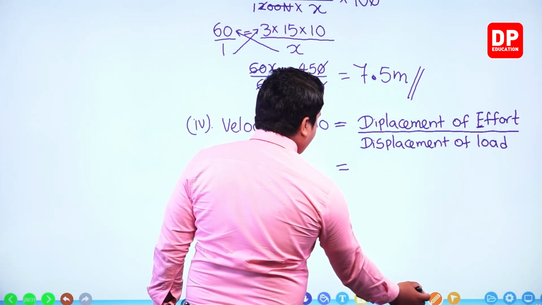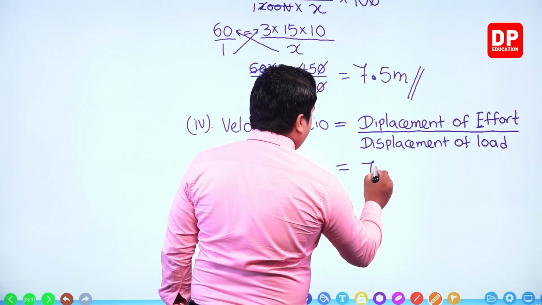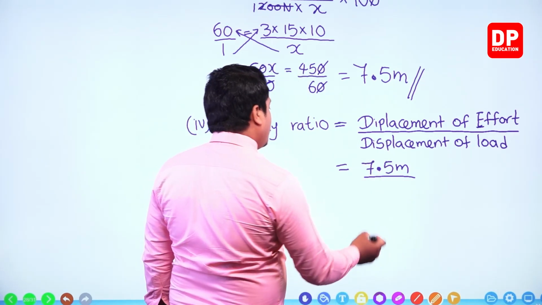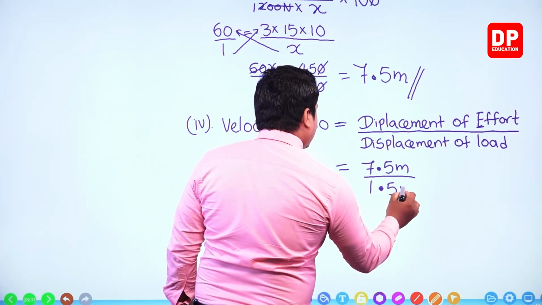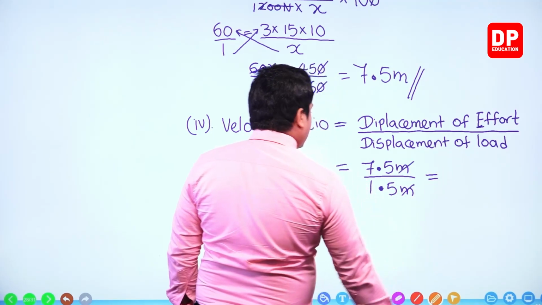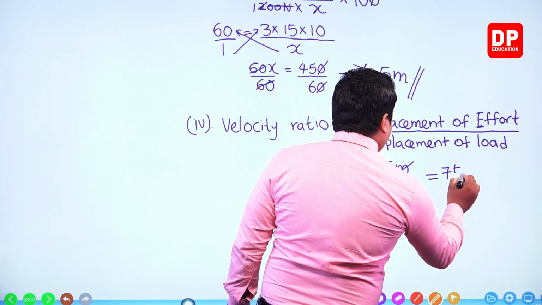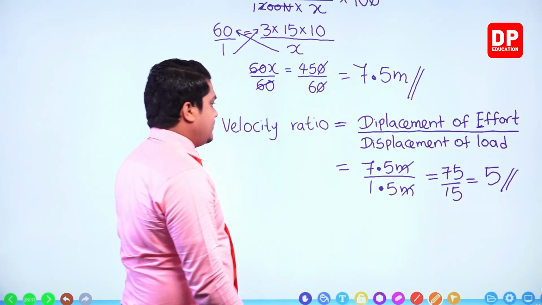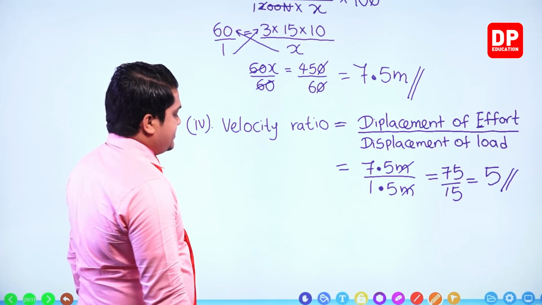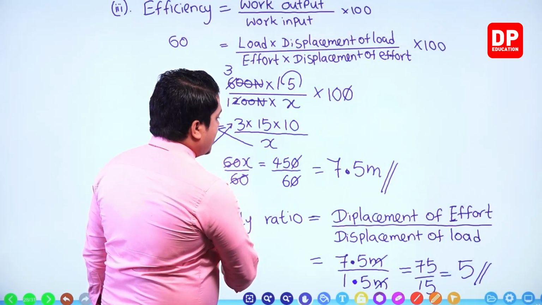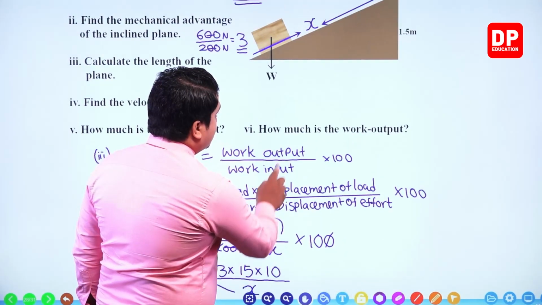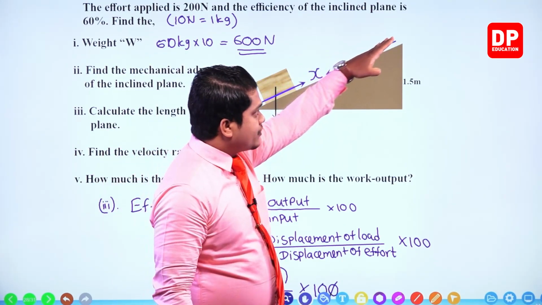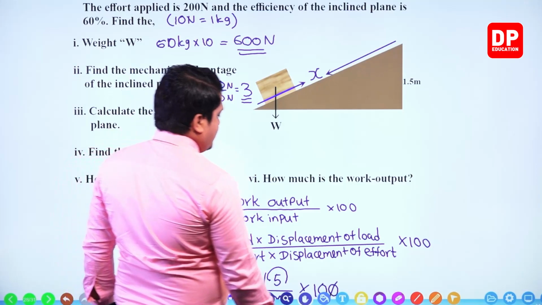So displacement of the effort, we found out, is equal to 7.5 meters. Displacement of the load, 1.5 meters. That means, my dear children, 75 over 15. 5 is the answer. Displacement of the load means the distance which the load has traveled. So over here, you can see that the load has traveled 1.5 meters when the load is going upward.